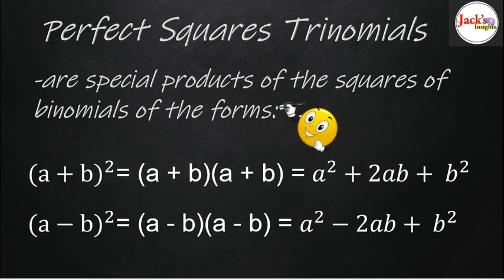So these results, these PST, perfect squares trinomials, this is a special product. And they give us the rule on how to find easily the product of two binomials. Okay? So that is, to get the product, you're going to square the first term and then add twice the product of the two terms, a and b, then add the square of the second term. Okay, so that is the rule. Okay?